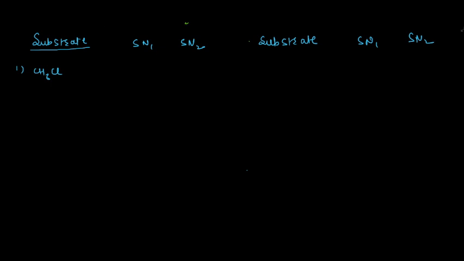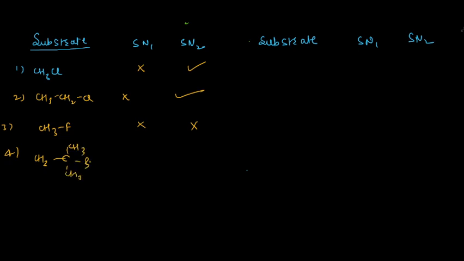So CH3Cl. CH3Cl won't give SN1 and will give SN2. Because of steric crowding, 1 degree, methyl carbocation is not possible. Second, CH3CH2Cl, it will give SN2 but not SN1. Third, CH3F. It won't give SN1 or SN2 because it is a poor leaving group. Fourth, CH3CH2Br. It will show SN2 but not SN1.